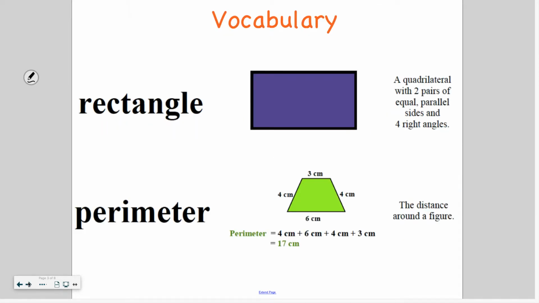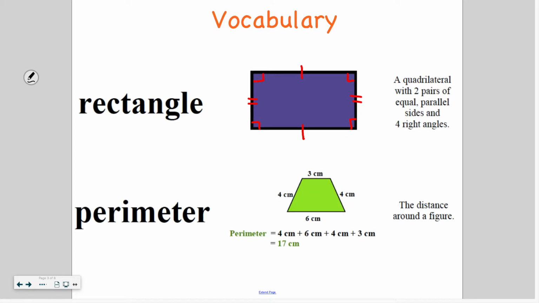So we know a rectangle is a shape and specifically is a quadrilateral. Quadrilateral means a shape of four sides. And this specific quadrilateral has two pairs of equal parallel sides and four right angles. So these two sides are the same length and they're parallel to each other. And these two sides are the same length and they're parallel to each other, meaning they're directly across from each other. And there are four right angles in this shape. That's what makes it a rectangle.